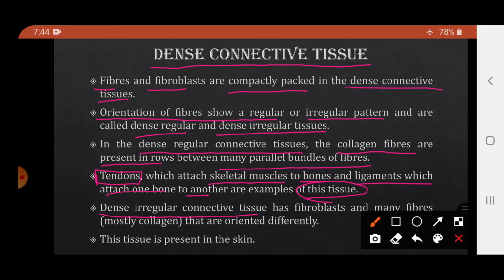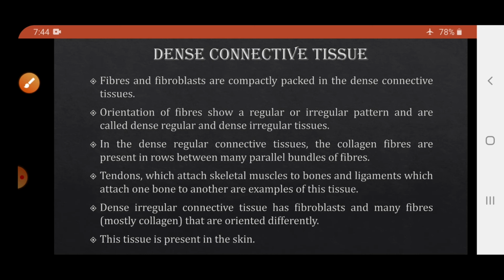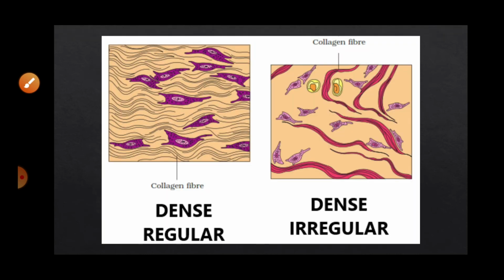Dense irregular connective tissue has fibroblast and many fibers, mostly collagen, that are oriented differently. ओके, सो जो इरेग्युलर टिश्यू होते हैं उनमें फाइब्रोब्लास्ट होते हैं एंड बहुत सारे फाइबर्स जो कोलाजन के बनते हैं वो होते हैं. बट ये फाइबर्स का ऑर्गेनाइजेशन इज़ नॉट प्रॉपर. दे आर ओरिएंटेड डिफरेंटली. दिस टिश्यू इज़ प्रेजेंट इन द स्किन. So that is regarding the dense connective tissue.